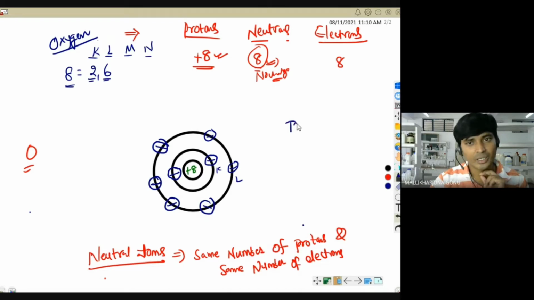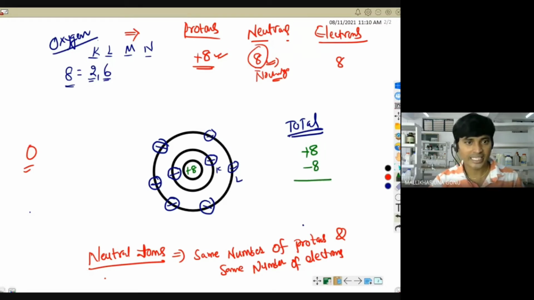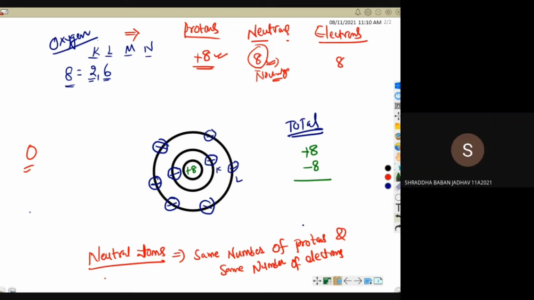So now we will calculate the charge. What is the charge on the oxygen? Protons: plus 8, that we have seen already. And the electrons, how many are there? 8 electrons: 1, 2, 3, 4, 5, 6, 7, 8. Minus 8. So what is the total charge here, Shraddha? Minus, sir. Plus 8 minus 8 is equal to how much? Minus 16, if we add.